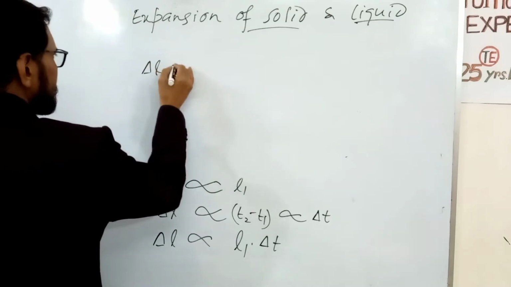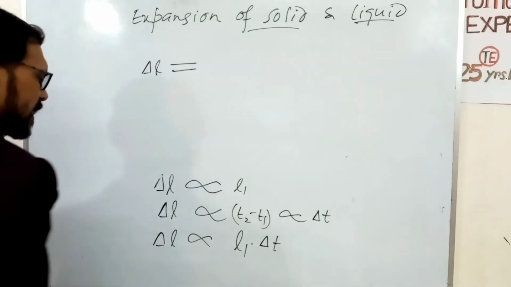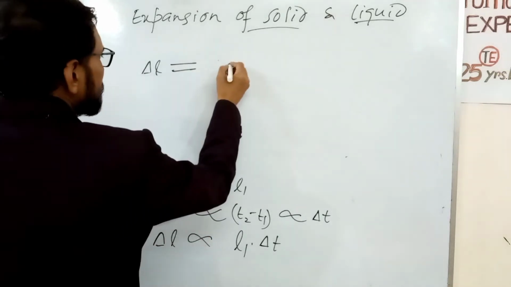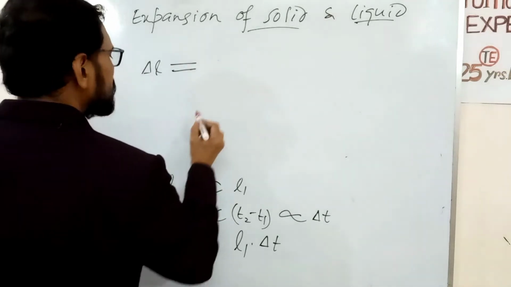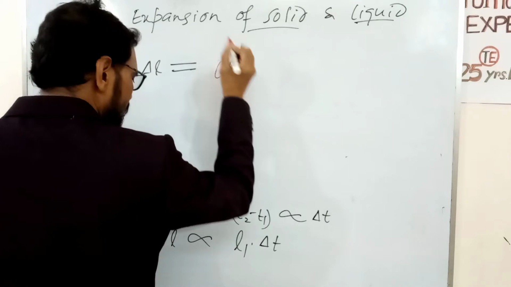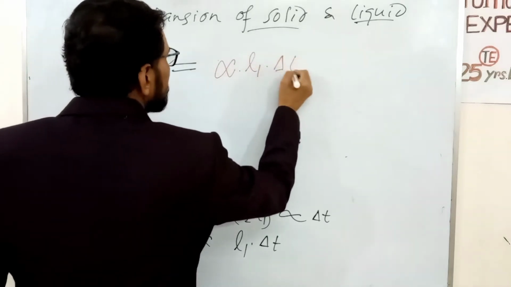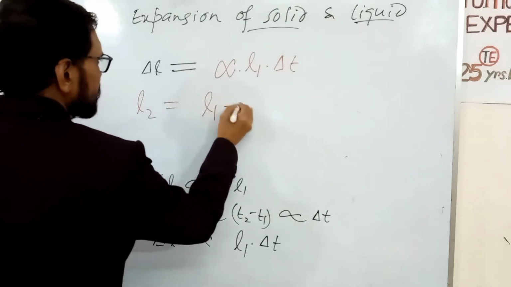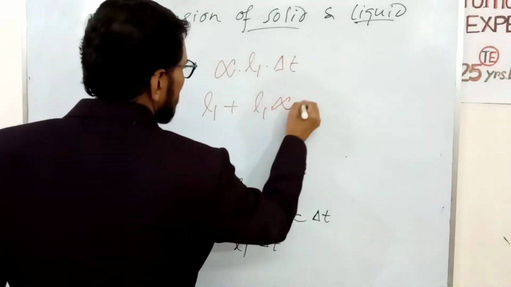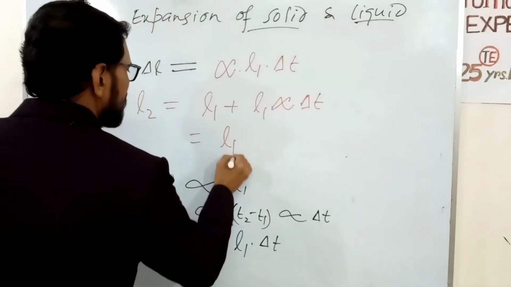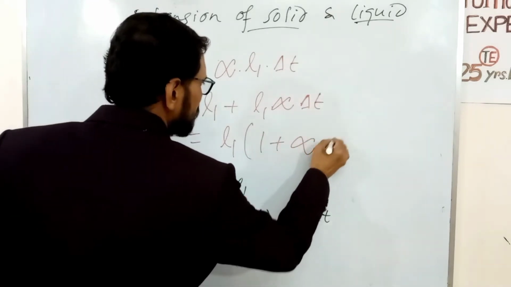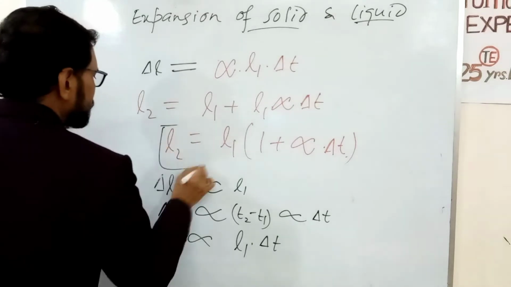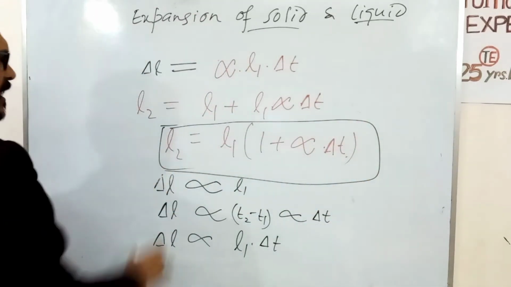Del L, when we use the equal sign, a constant term comes in here. This constant term is called the coefficient of linear expansion alpha, so del L equals L1 alpha del T. Now del L equals L2 minus L1, so L2 equals L1 plus L1 alpha del T, which is L1 into 1 plus alpha del T. So the formula is L2 equal to L1 into 1 plus alpha del T.